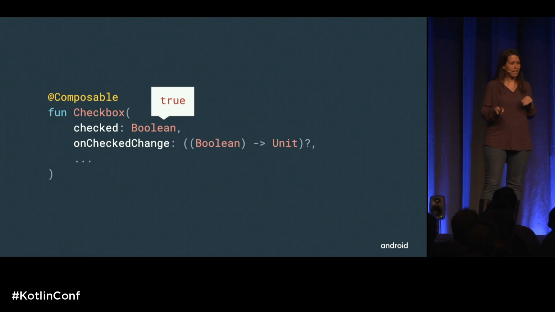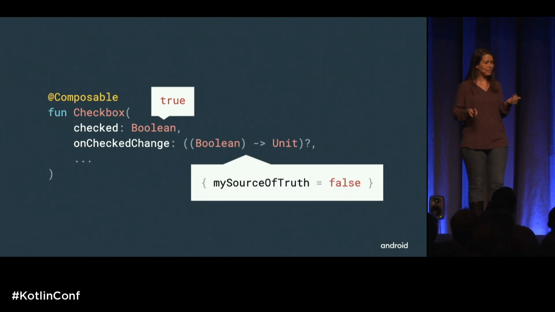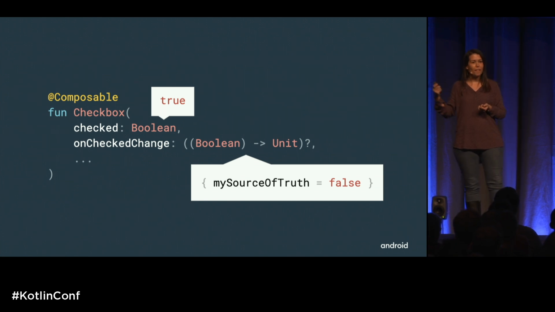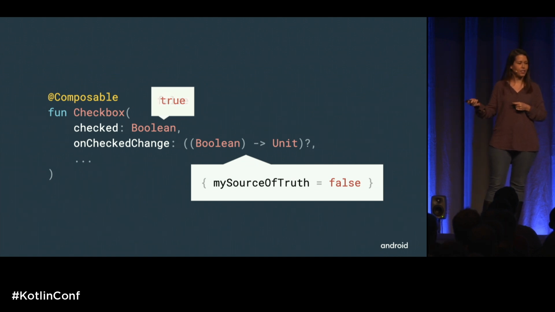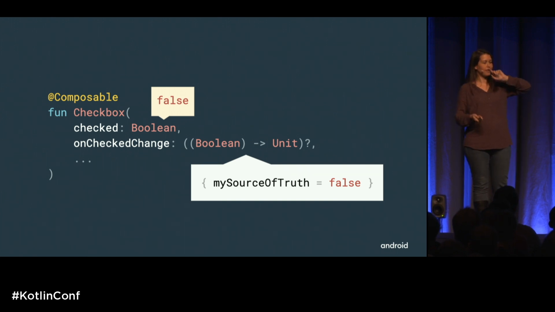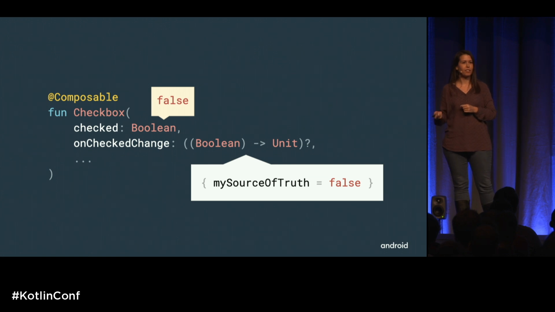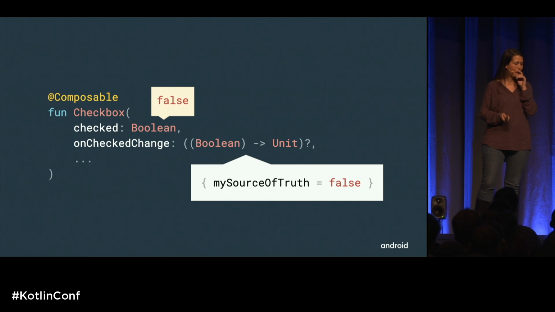So for example, if I pass in a true, and then I pass in a lambda that updates my source of truth to something else, like false, when that lambda gets called, when that value gets updated, the system will figure out that the source of truth has changed and come in and recompose this checkbox and say, oh, actually, your value is now false. So it's a change in the dynamic. Instead of the checkbox changing first and then us having to update our values, we're updating our values first and letting the checkbox figure out that the source of truth has changed.